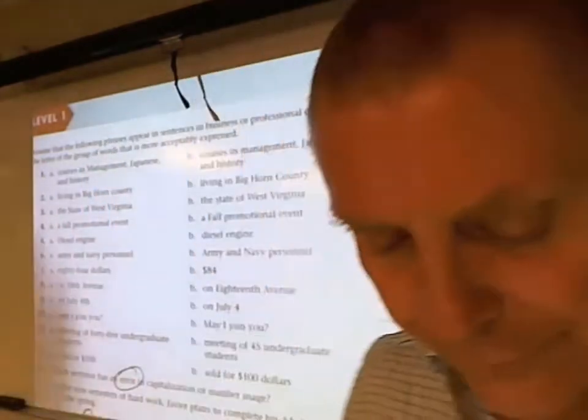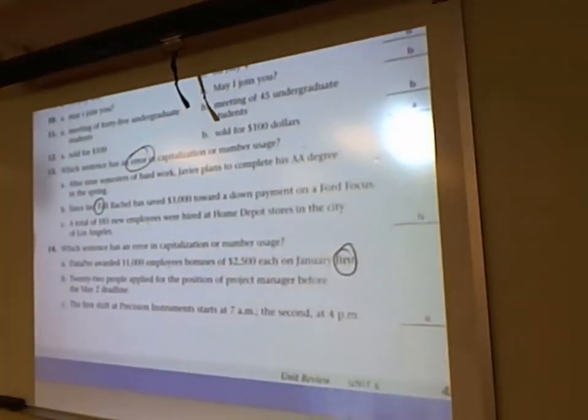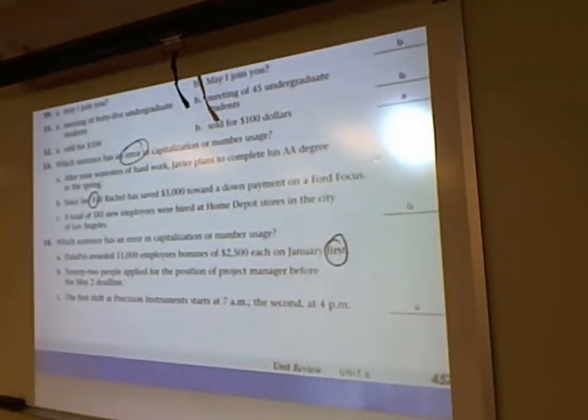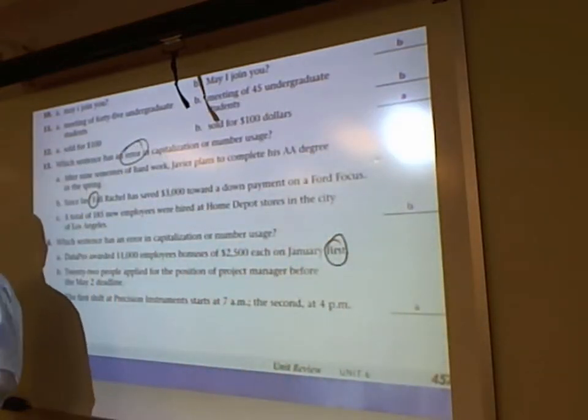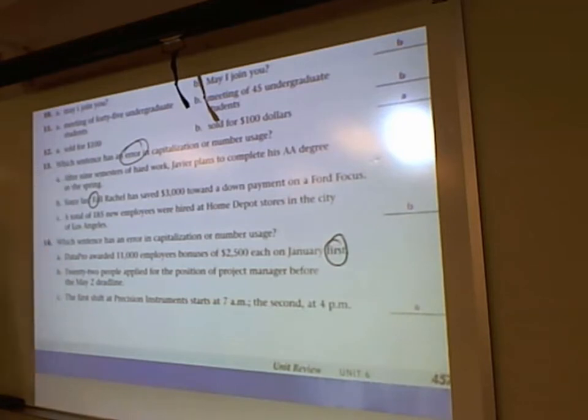And I actually had an issue with this one based upon the way that the questions were being asked. So, which sentence has an error in capitalization? Which sentence is wrong? So, force yourself to read all 3 of those sentences.